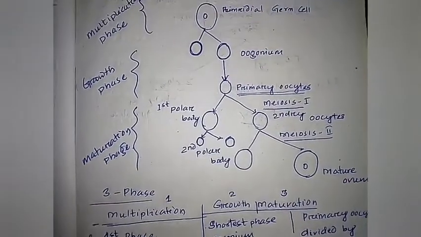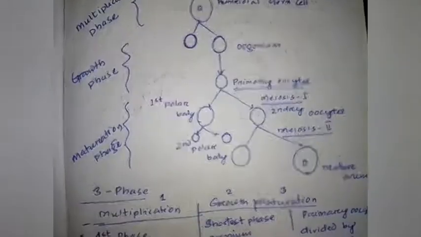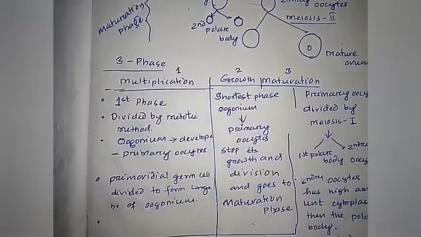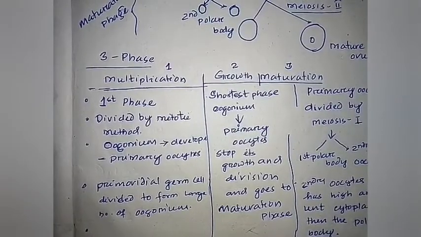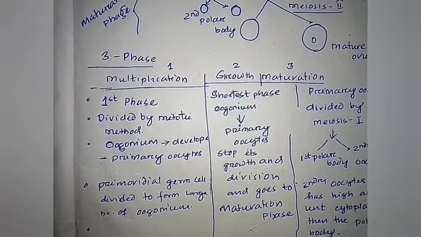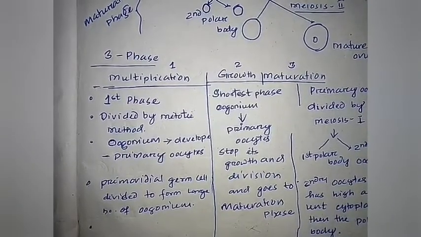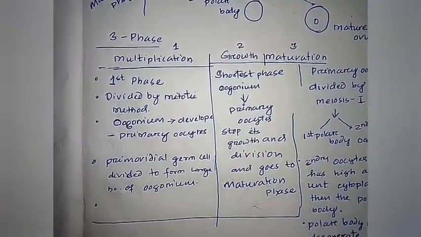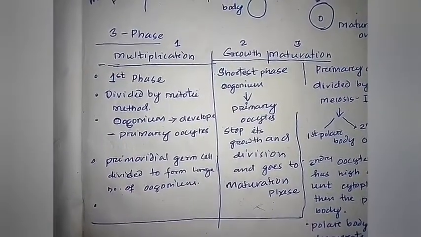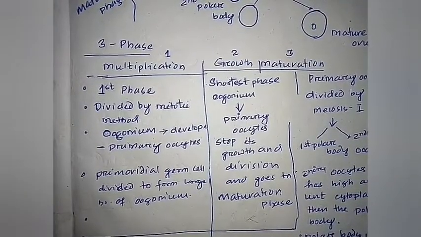The first polar body will degenerate, and the secondary oocyte will divide by meiosis II to form a second polar body and the other is the mature ovum, and this phase is known as the maturation phase. The multiplication phase is the first phase, and the primordial germ cell here divides to form a large number of oogonia. The oogonium will develop into a primary oocyte.